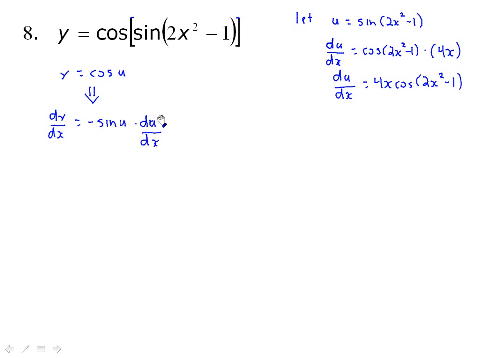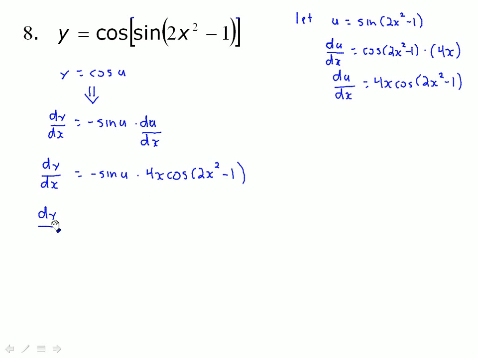Now, make our substitutions in, because we've got that conveniently worked out over to the right of the screen. So this is negative sine u. Now I'll make the substitution in for u afterwards. This is multiplied by 4x times the cosine of 2x squared minus 1. And here's where things get interesting.